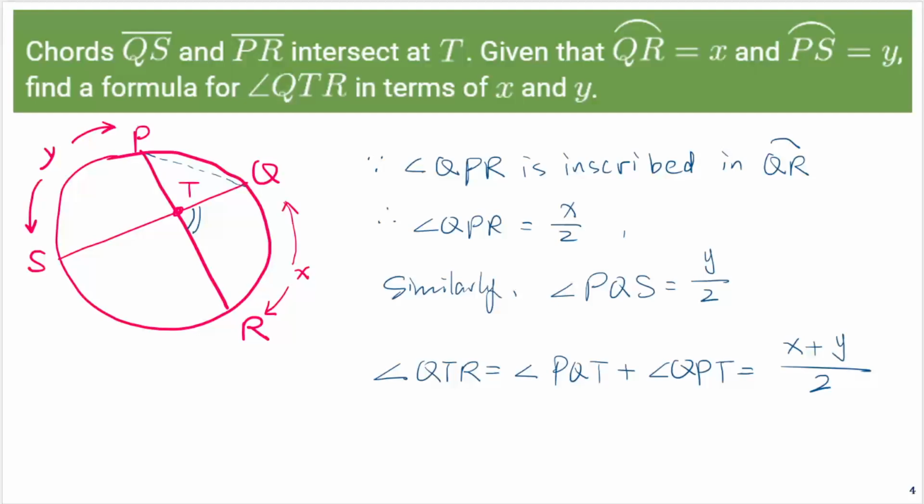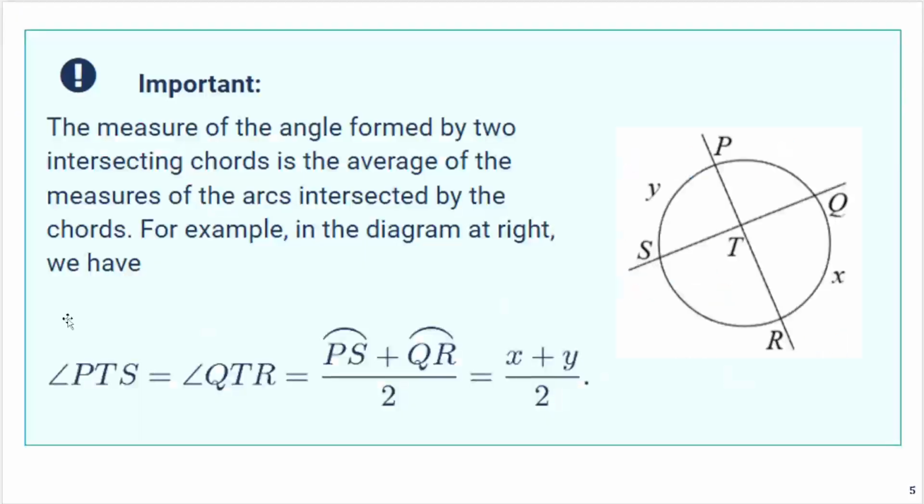So that brings us a very important feature of intersecting chords, which you should remember here. The measure of the angles formed by two intersecting chords is the average of the measures of the arcs intersected by the chords. For example, in the diagram at right, we have angle PTS equals angle QTR, which equals (arc PS plus arc QR) over 2, which equals (x plus y) over 2.